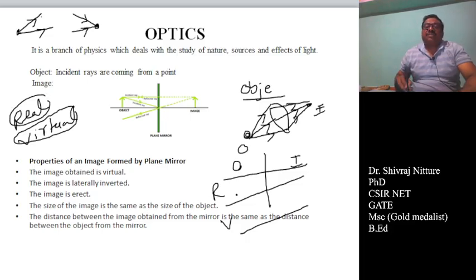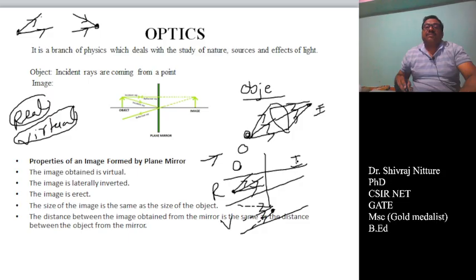Let us come to the real object. Please remember, if from any point the rays are diverging, then this object is real. If the rays appear to be converging at some point, then this object is called a virtual object. For the object, always think about the incident rays. If there is a lens, the incident rays are coming from the object. If incident rays are divergent, the object is real. If incident rays are convergent, the object is virtual.